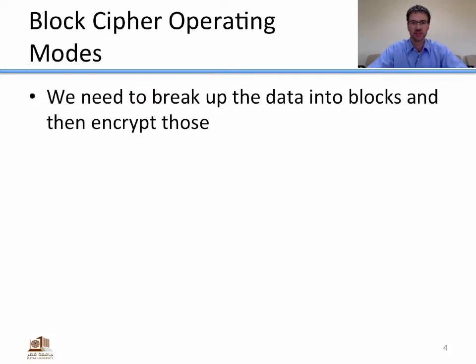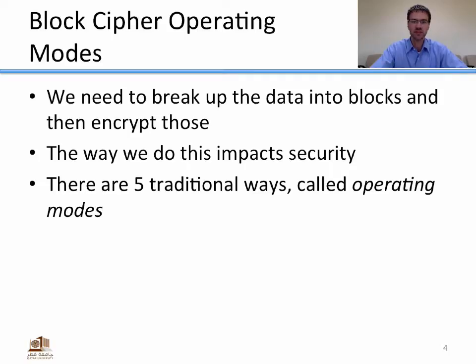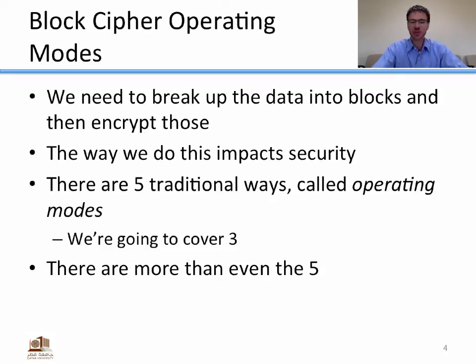In order to solve this problem, the fairly straightforward approach, and hopefully you're thinking of this, is we could just break up the big chunk of data into blocks that are the right size and just encrypt each of those blocks. Now, the way that we encrypt the blocks after we've broken them up impacts security of the underlying ciphertext when we're done. There are 5 traditional ways that we encrypt this set of blocks of data, and we call them operating modes because they're the ways that we use the block cipher in order to encrypt a large chunk of data. We're going to cover 3 of the 5 traditional ways in this lecture. And I just want to note that there are more than even the traditional 5. There are others as well.